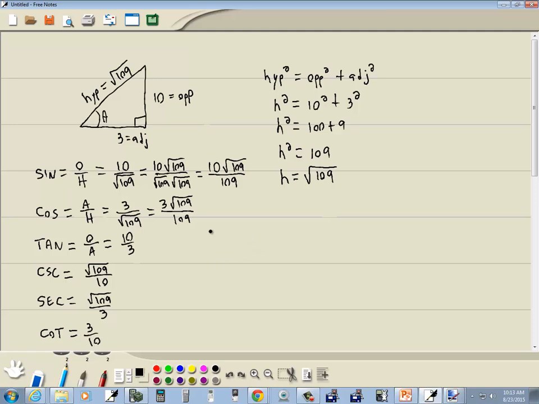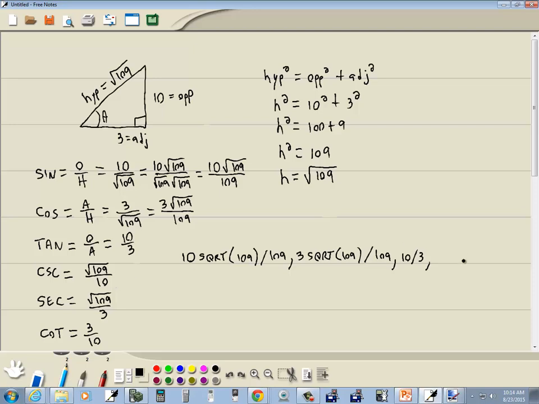Now we want to write it in this order. You have to be careful how you write this. These are our answers, of course, but to input this into the system may be a little bit challenging at first. So you do 10. And then we'll do SQRT for square root of 109, closing parentheses, divided by 109, comma. So you put your sine first, then cosine. We got 3 square root of 109 divided by 109, comma. Then I'll put tangent. So I got 10 divided by 3, comma.